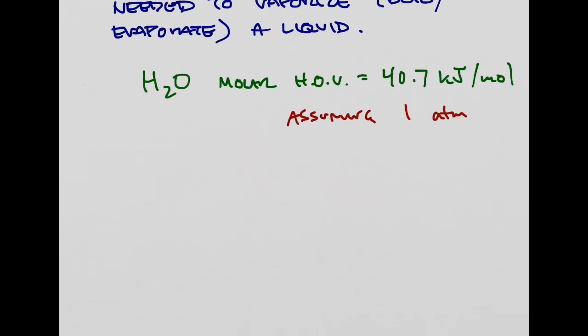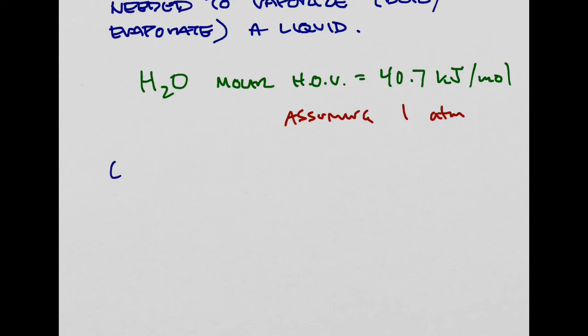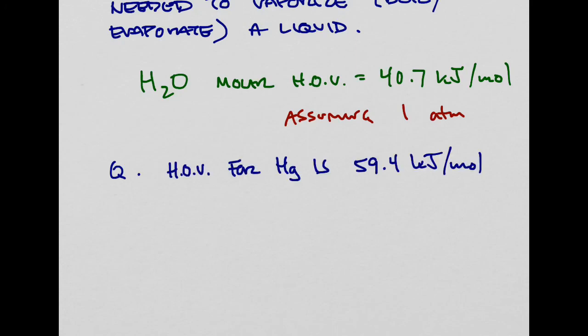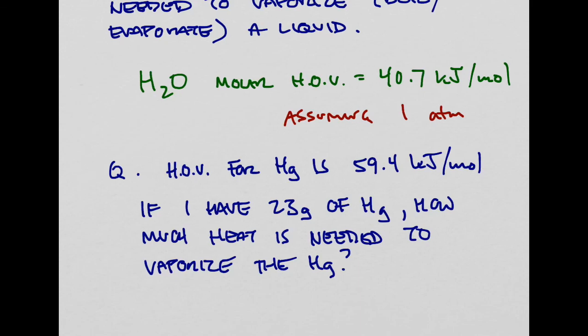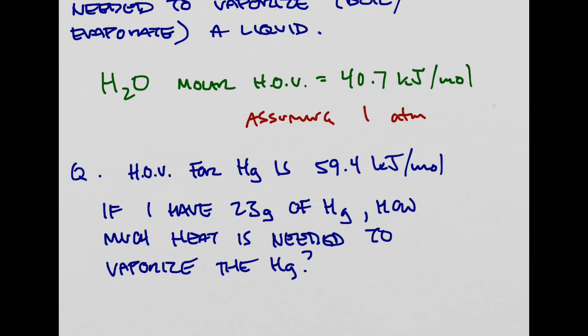So let's look at the kind of question that I could ask here. So here's the question. I'm going to tell you that the heat of vaporization for mercury is 59.4 kilojoules per mole. And of course, that's the molar heat of vaporization there. And then the question is, if I have 23 grams of mercury, how much heat do I need to vaporize the mercury? And of course, I want to vaporize this stuff completely, not just a little bit of it.